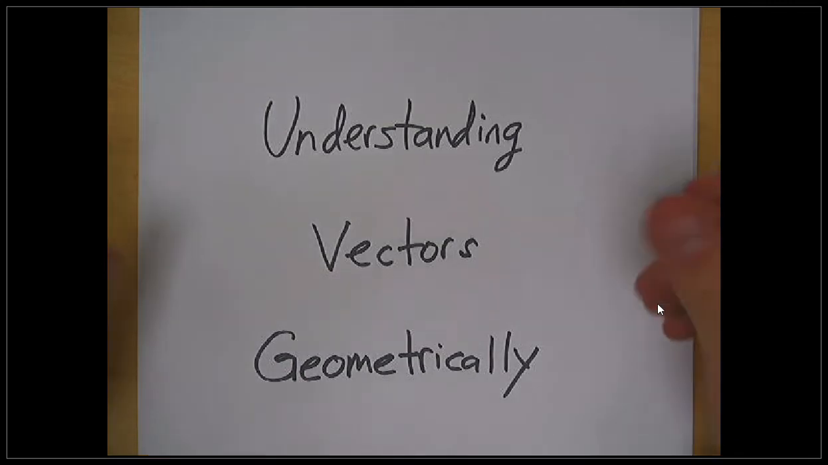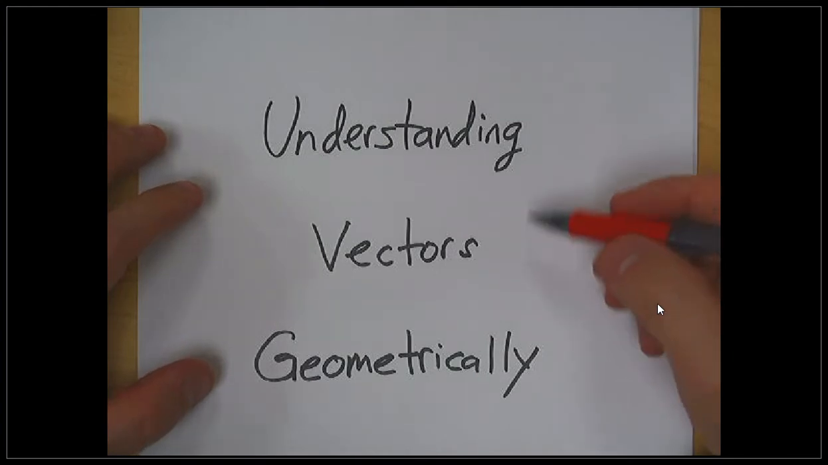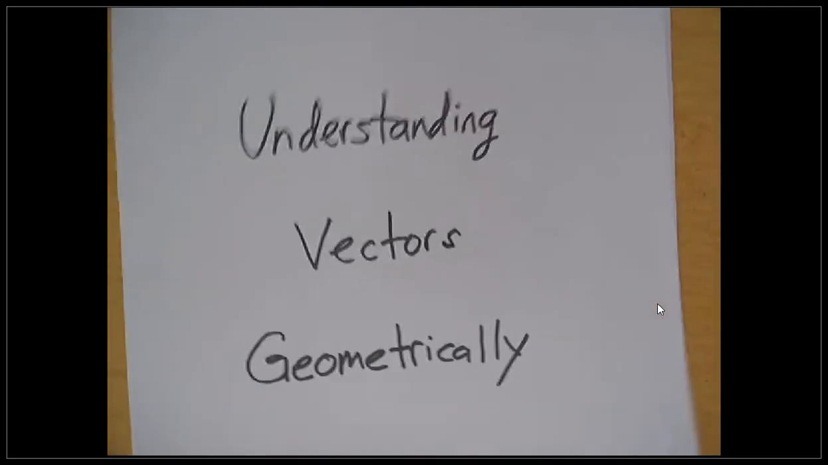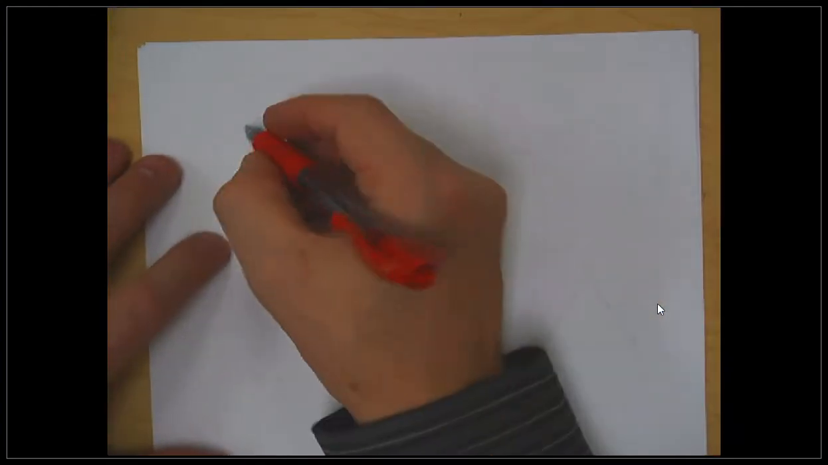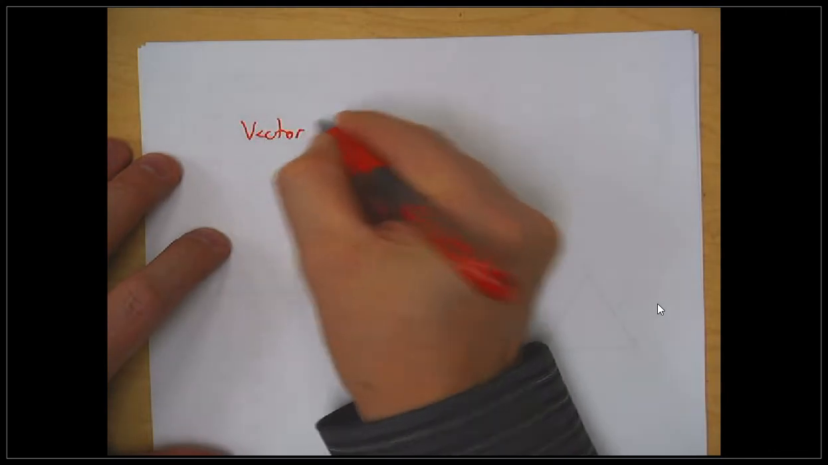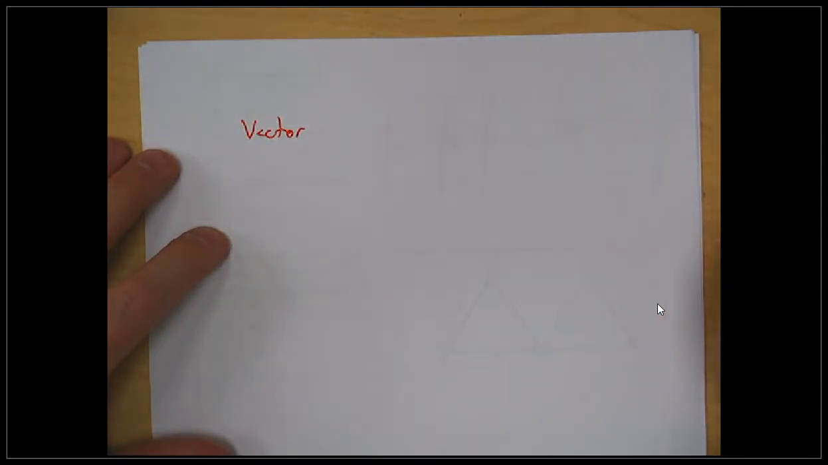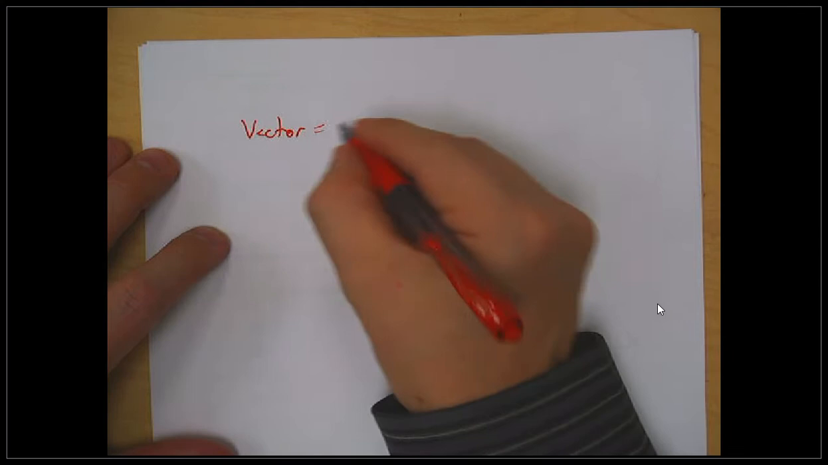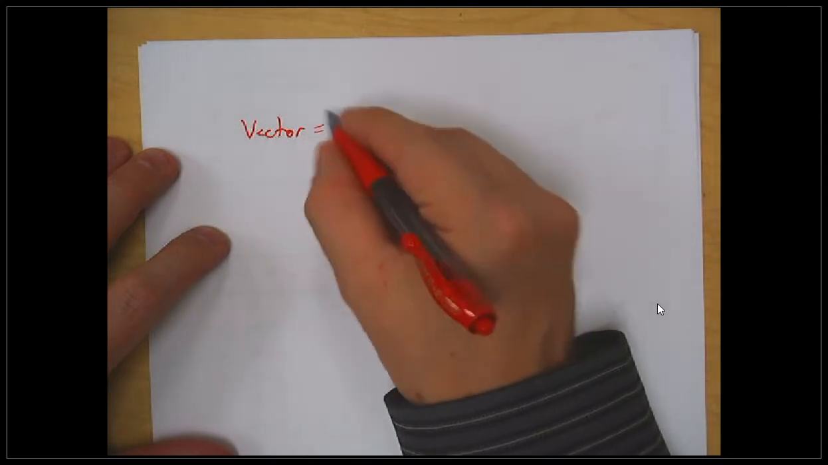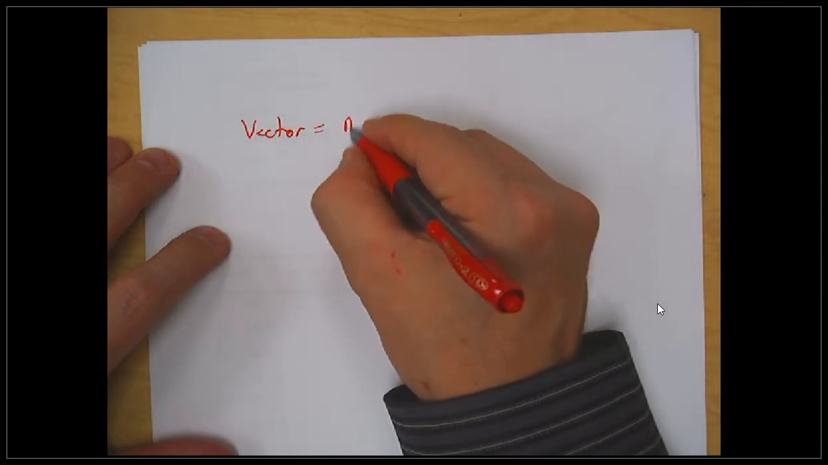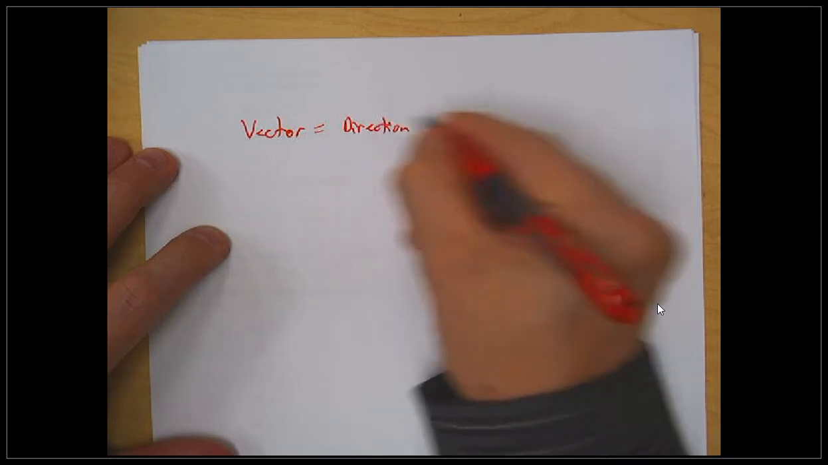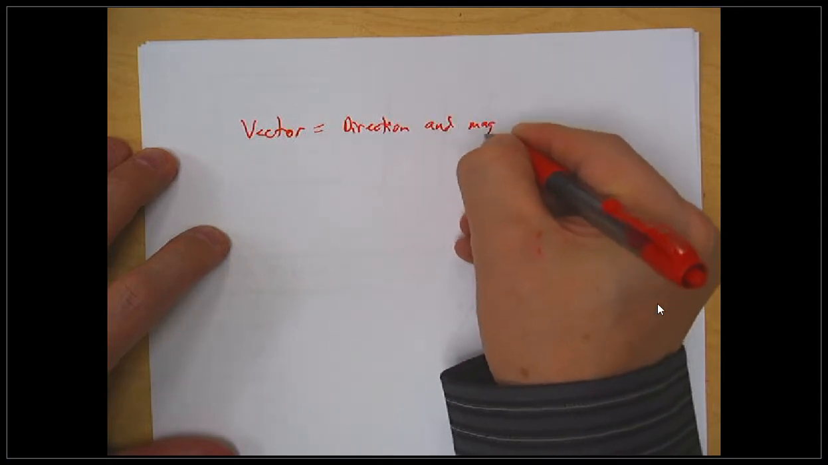The following video is intended to give understanding regarding vectors geometrically. So we probably should understand what a vector is. A vector is represented by an arrow with both direction and magnitude. So we're really just looking at some quantity that has direction and magnitude.